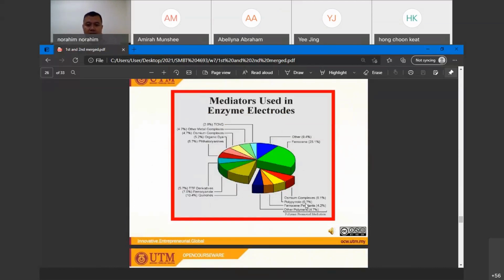Others could be osmium complexes. Some of them use quinones. Some use phthalocyanins. Some use organic dyes. They can be used as mediators because they are reversible and they have certain other properties, as said in the previous slide, that are useful in the biosensing area.